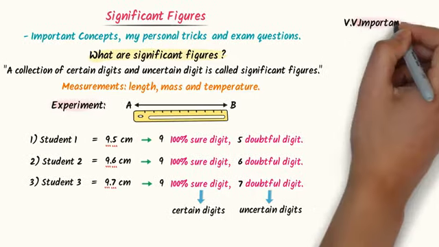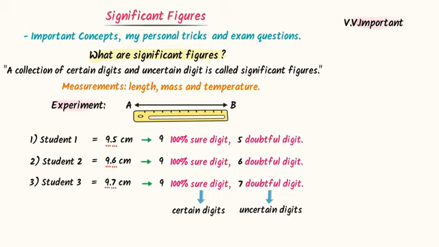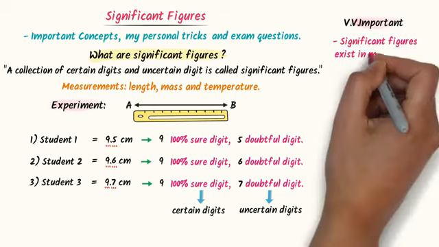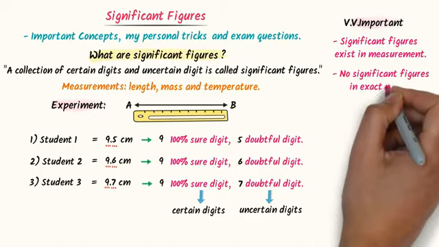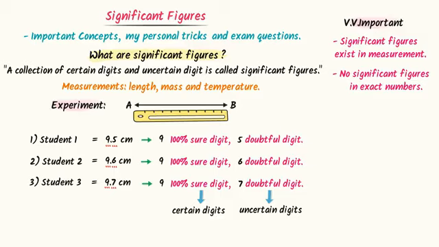Here, remember this very important point. Significant figures only exist in measurements. They do not exist in exact numbers or well-defined numbers. For example, think about exact numbers. The number of students in a class, say 25 students. The number of apples in a basket, maybe 12 apples. The number of pencils on a desk, like 30 pencils.